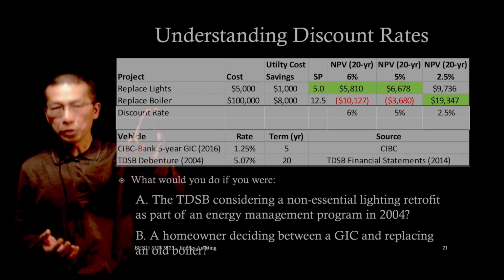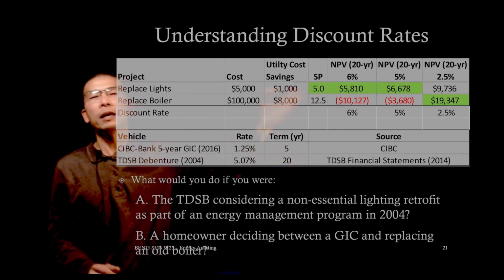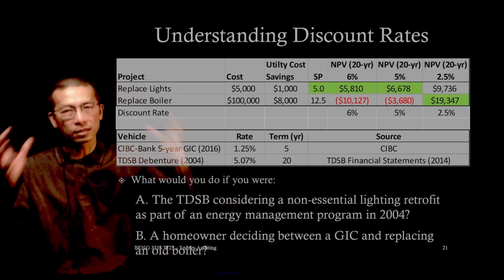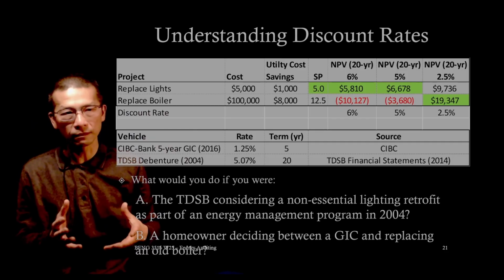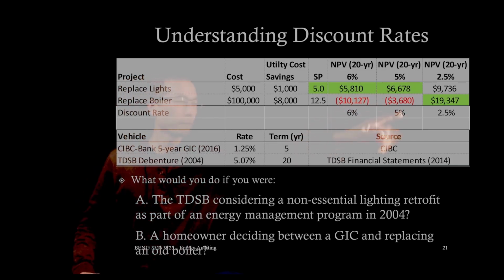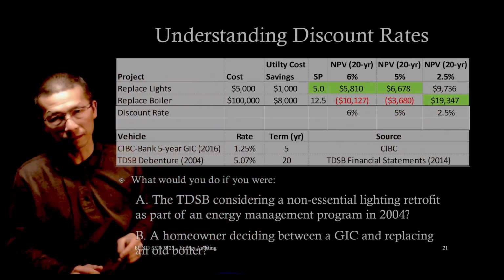If you look at the boiler, similarly, you do the cash flow diagram and then convert all the future values to present value. The sum of the present values. For 6%, it's negative. For 5, also negative. A little bit less, but also negative. And for 2.5, it becomes net positive.